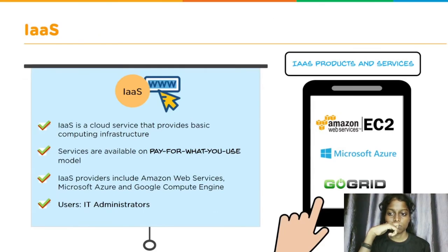IaaS gives basic computing infrastructure. It's based on a pay-for-what-you-use model. Some of the big cloud providers are AWS, Azure, and Google. And here, the users generally will be IT admins.